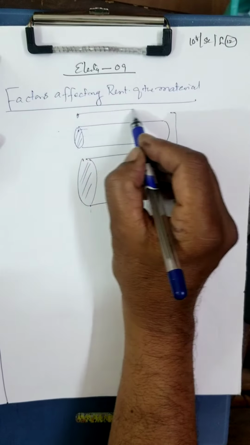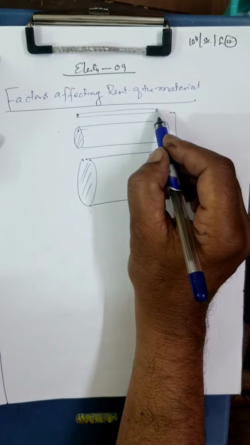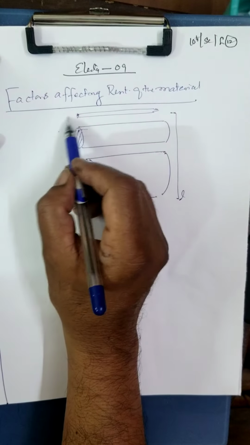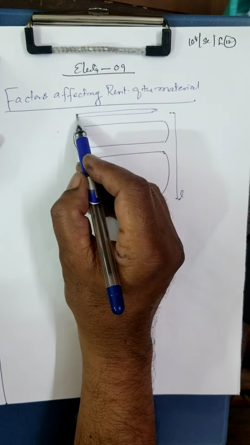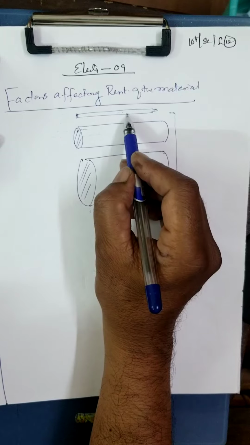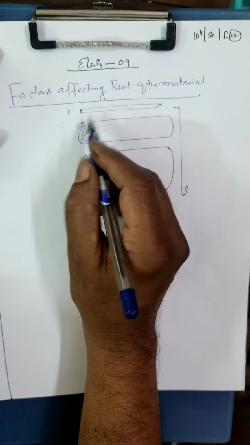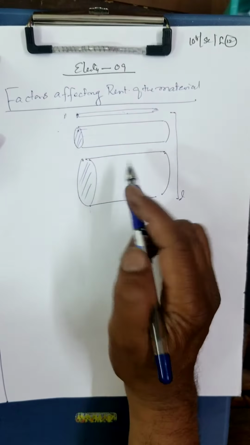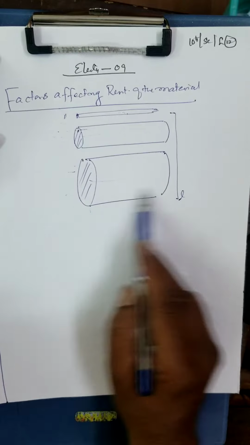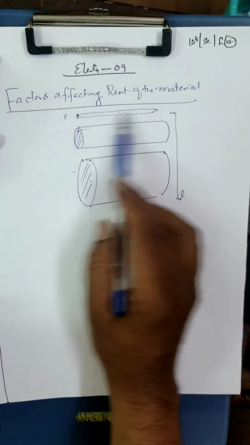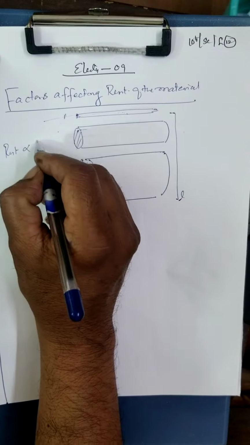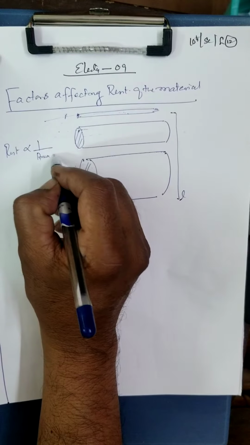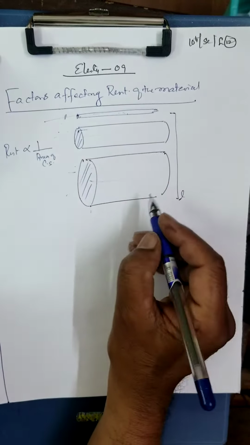Suppose the area of cross section is very small, flow will be very, very difficult. 10,000 electrons flowing through this much area is very difficult. High resistance. When the area increases, what will happen? More electrons will flow, or more charge will flow. Therefore, the resistance is inversely proportional to area of cross section.